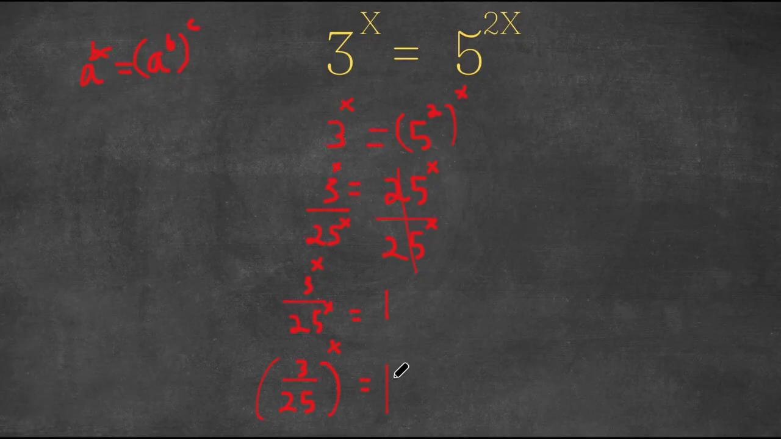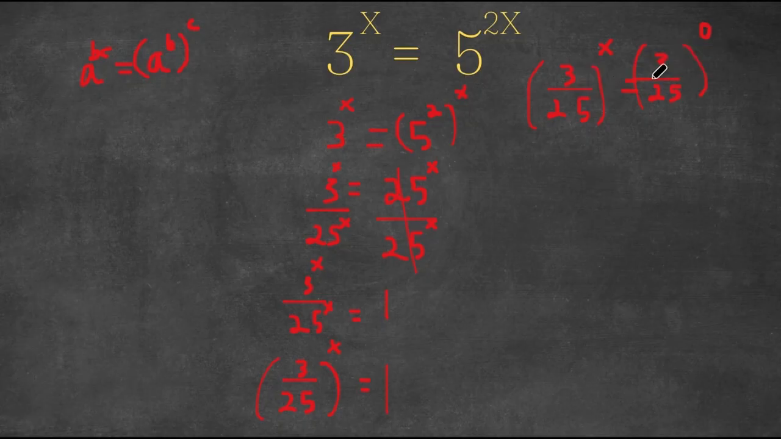And now what we want to do is make our bases the same. Another way to write 1 is 3 over 25 to the power of 0. And that way, both our bases would be the same. So this is equal to 3 over 25 to the power of x equals 3 over 25 to the power of 0. Because remember, this is equal to 1, and now we changed both of the terms so that they have the same bases.